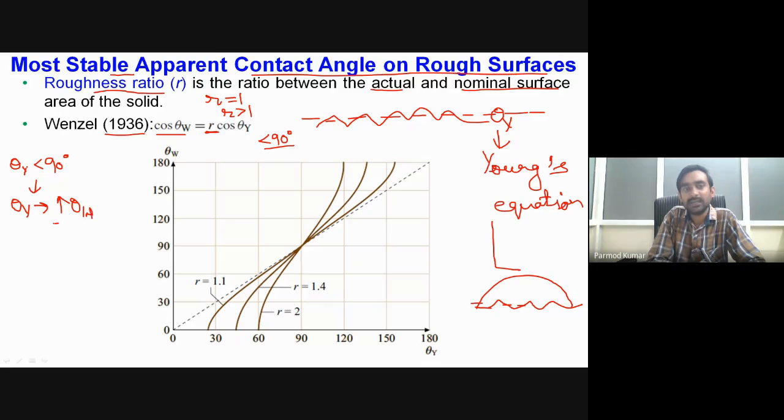Sorry, I have told you wrongly, it will give lower value of theta w. When theta y is less than 90 degree and it is multiplied with r, the magnitude of this entire quantity will be increasing. Because of that, cos inverse of that will give us the smaller value of theta w.